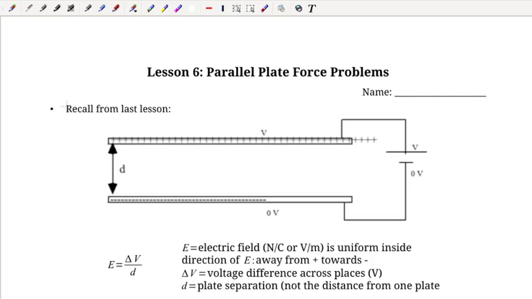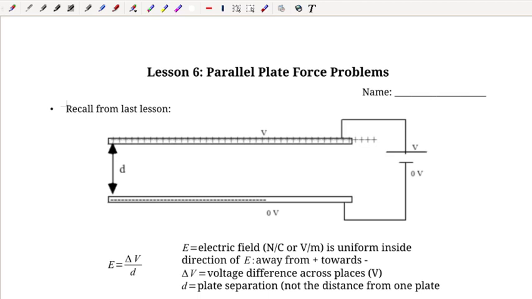Last lesson, we looked at what happened if we took parallel plates and charged them. We would create an electric field between the plates because of the voltage difference between the plates. And we know that wherever there's an electric field, if we put a charge there, then the electric field will exert a force on the charge. So in this lesson, we're going to look specifically at forces on charges between parallel plates.